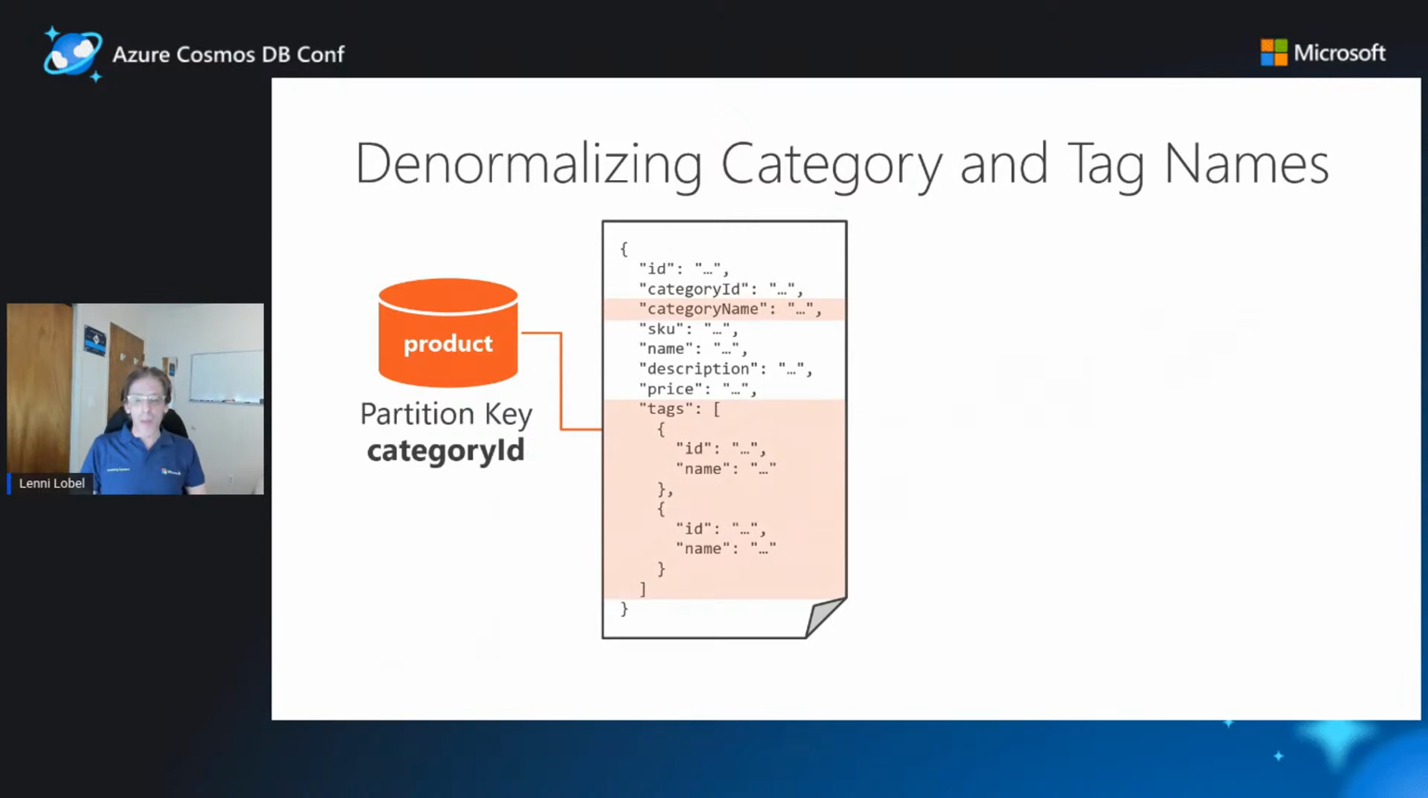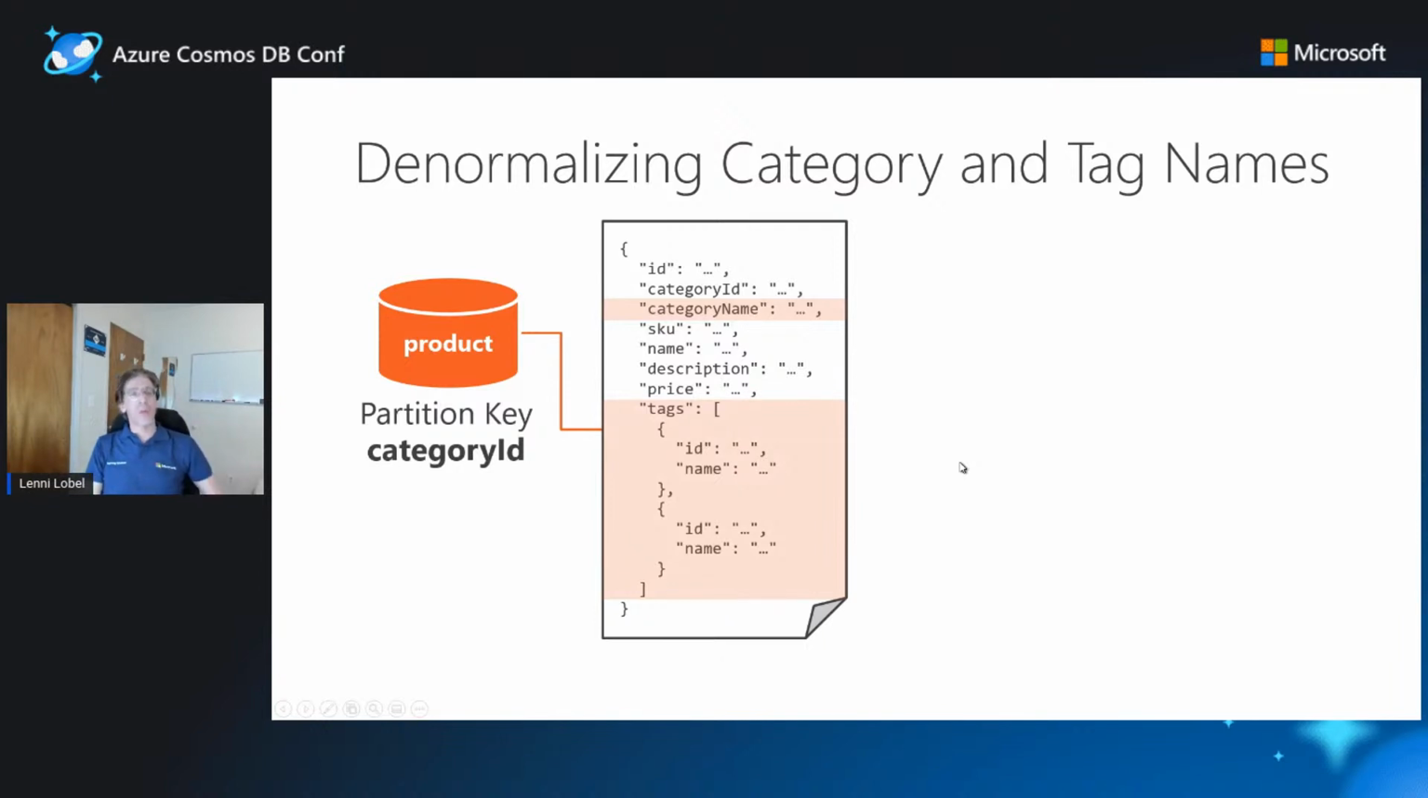We're going to simply copy or duplicate that master data in each product document. So each product document, in addition to having the category ID, will have a copy of that category name. That's a copy of the master data. The tags property is now not just an array of IDs, but an array of objects that includes both the tag ID and a copy of the tag name, again, from the master data.